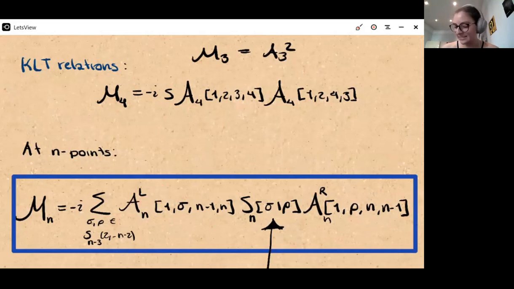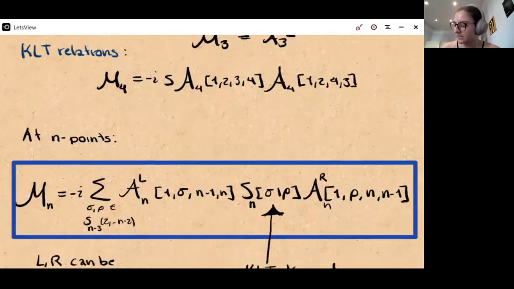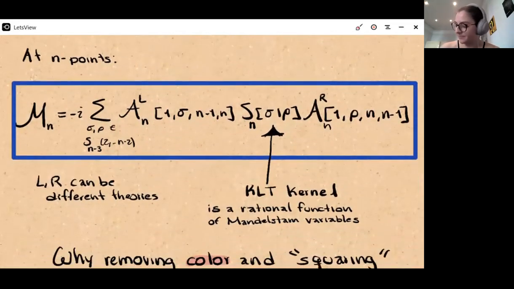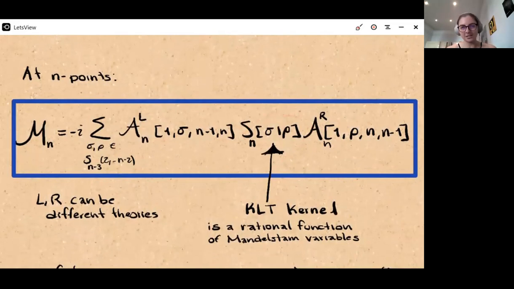Here I have an index left and right, because you can actually put different theories on each side in general in the double copy, even though right now I'm just talking about Yang-Mills squared. Now here, you again have one of the particles fixed, 1 and n. Now you're going to do a sum over n minus 3 permutations sigma, and then you have the nth one actually fixed. Now here you have something that we call the KLT kernel. And this is basically just a rational function of Mandelstam variables. We'll see explicit examples later.